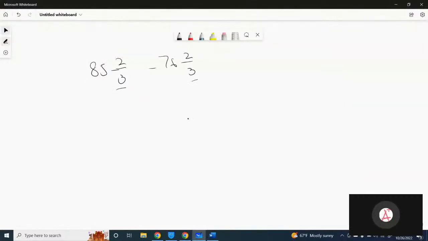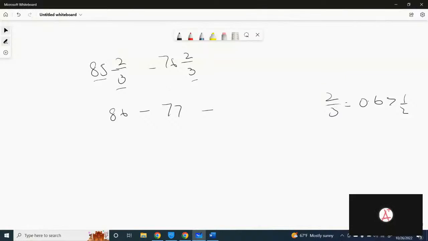Okay, so just look at the fractional part. 2/3 is 0.6, and that means it is greater than 1/2. Got it? That means you have to round up. Round up means you have to add 1 to the whole number, so it would be 86. And again here you have 2/3, which is greater than 1/2, so you have to round up. So it would be 86 minus 77.